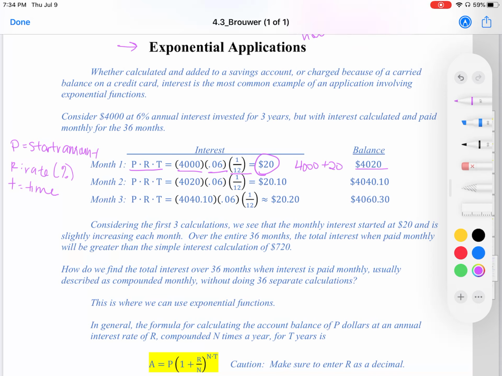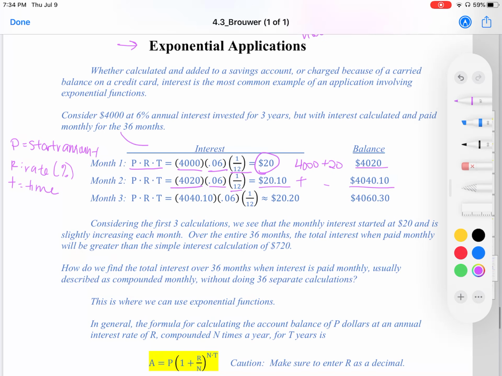All right, month 2. We have a new starting amount of 4,020 times our interest and our time. We get $20.10 that will be added to our amount above. So now we get 4,040.10. And we do this for every month, and we have to do this 36 times to figure out our amount after 36 months. That's a lot of work.